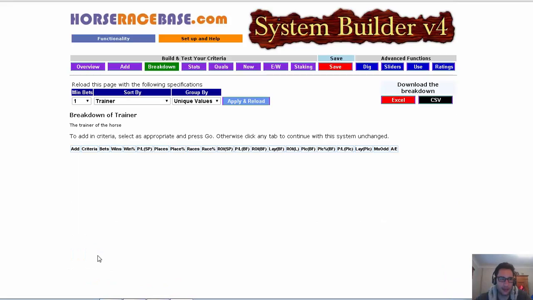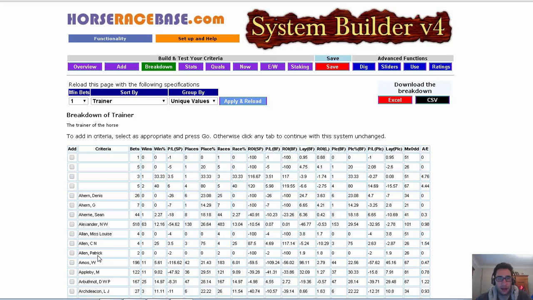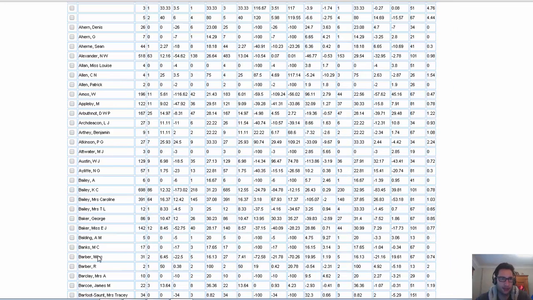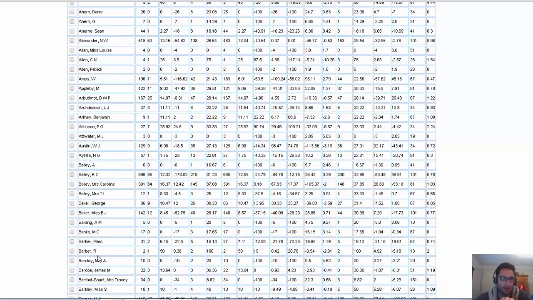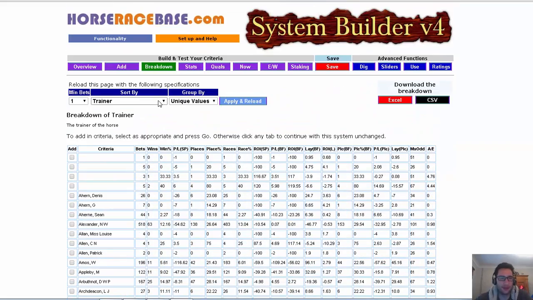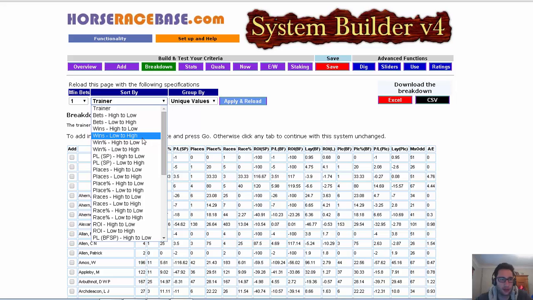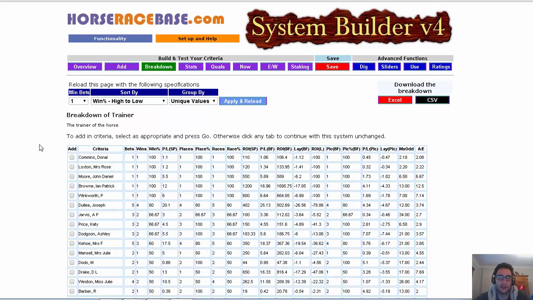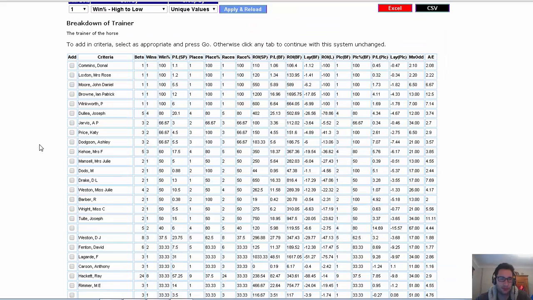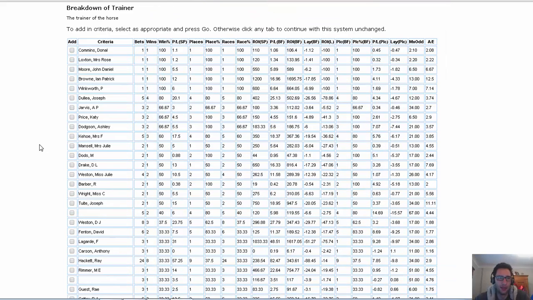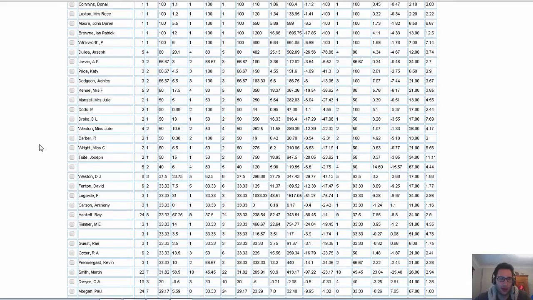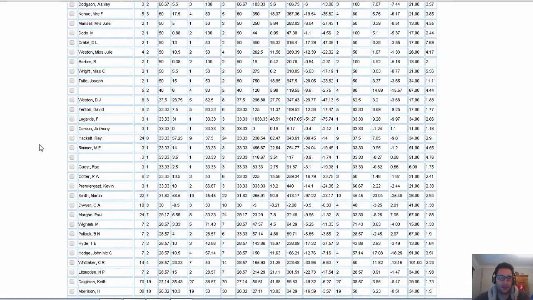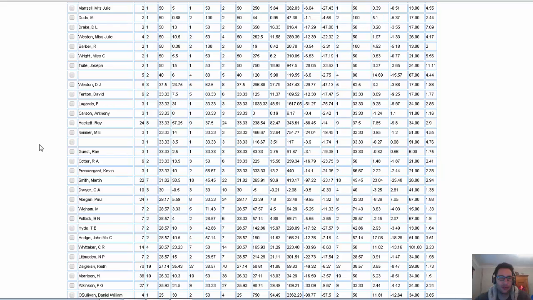So I'm breaking down that starter set by all the different trainers, as you can see here. They're in alphabetical order, I believe, at that point, and you can sort them whichever way you wish, from win percentage, profit loss. So if we start with win percentage, that's obviously going to start with those who have quite a small stats pool. So we're looking for, you want a big, fairly chunky pool to dive into.